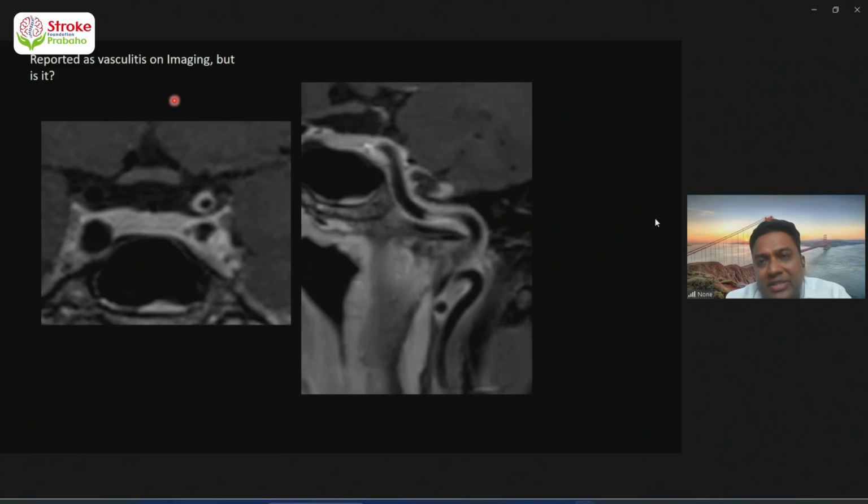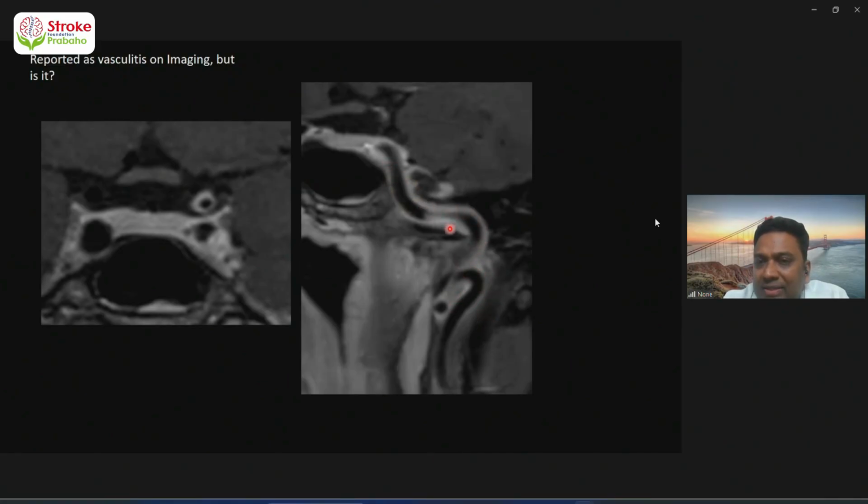Now, one other important thing is we have to be very careful. Even the presenter earlier on looked at the cavernous part of the ICA and was showing that there is enhancement. The cavernous part of the ICA can enhance because the cavernous part of the ICA has vasa vasorum. So we cannot go by that. So this patient was reported as vasculitis on imaging. But is it? If you see here, there is enhancement of the arterial wall.